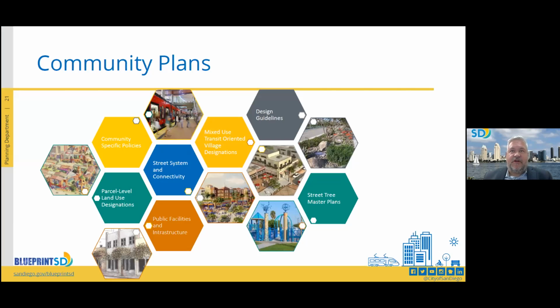In this section, I'll be addressing our city's community plans and the roles they play. Next slide, please. Community plans work together with the general plan to provide location-based policies and recommendations in the city's 50-plus community planning areas. Community plans refine the general plan's citywide policies, as well as designating land use and housing densities. They also identify mixed-use transit-oriented districts, or as I said before, villages. They do address public facility needs, including infrastructure, as well as provide additional site-specific design guidance. Together, the general plan and the community plans seek to guide future growth and development to achieve both city and community level goals. Next slide.